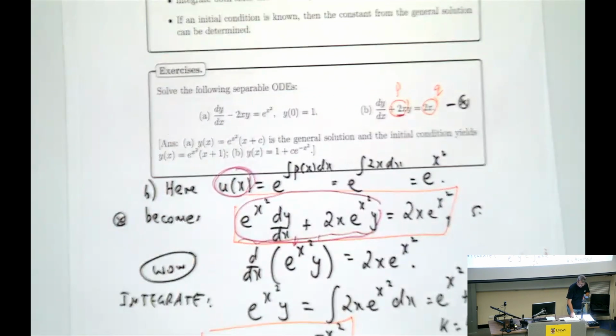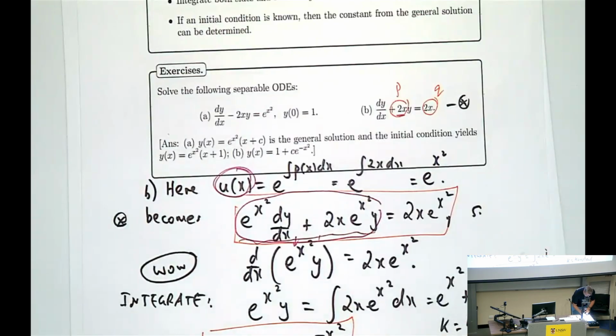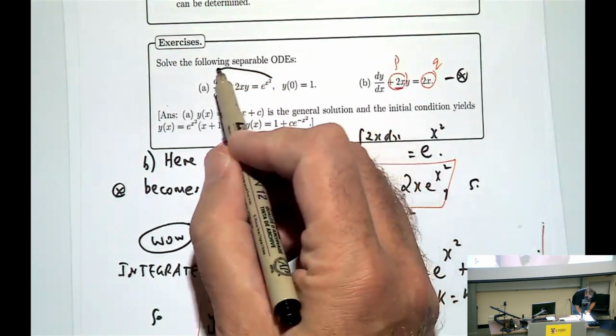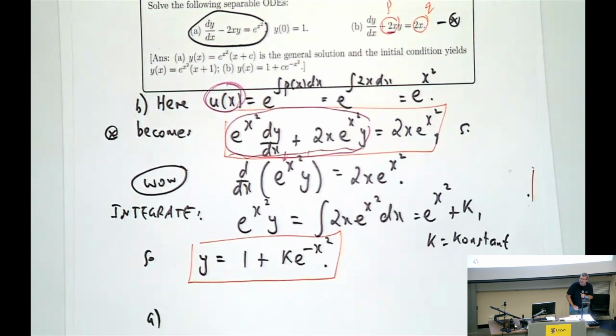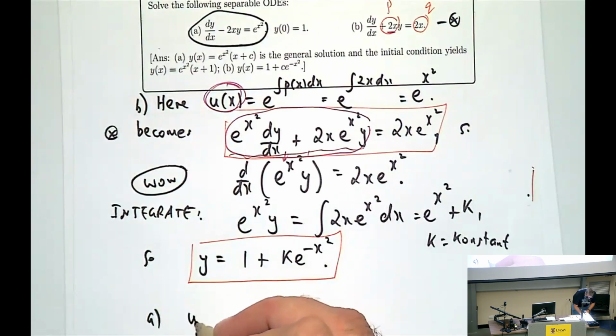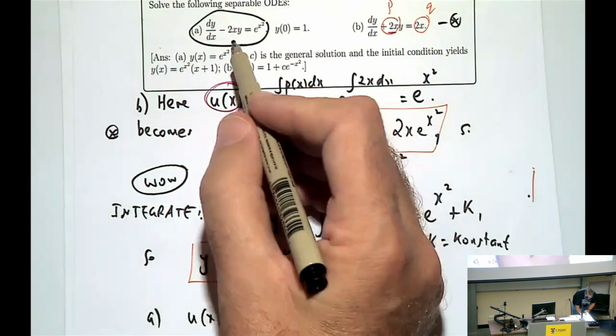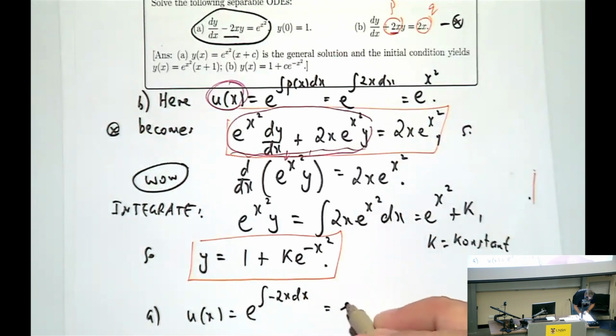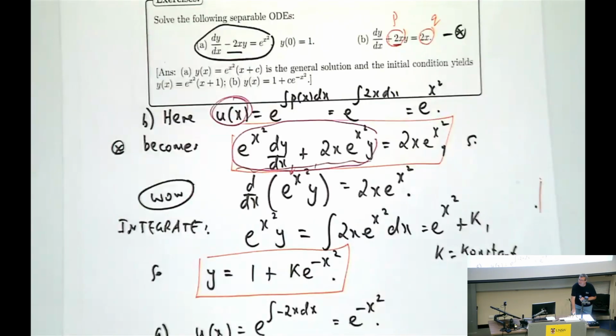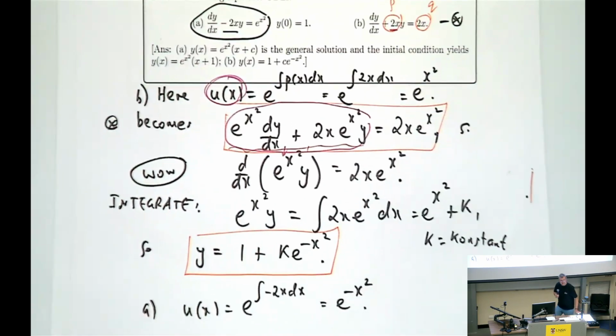So let's just do, I won't do it all, but for part A, what's my integrating factor? It'll be e to the integral of negative 2x. Then you take that, multiply your original equation in part A by e to the negative x squared, and then collapse the left-hand side down to the derivative of a product.